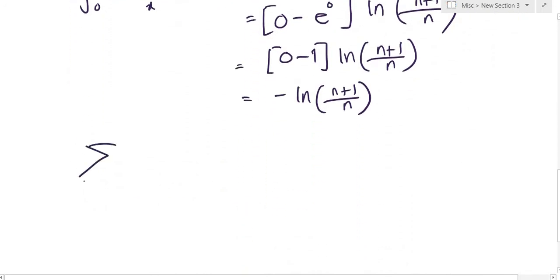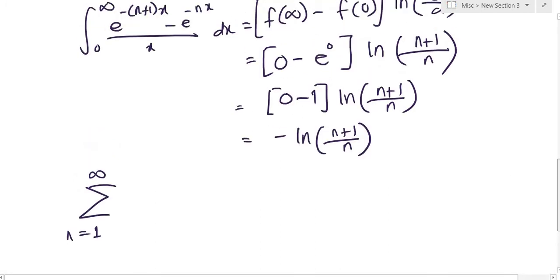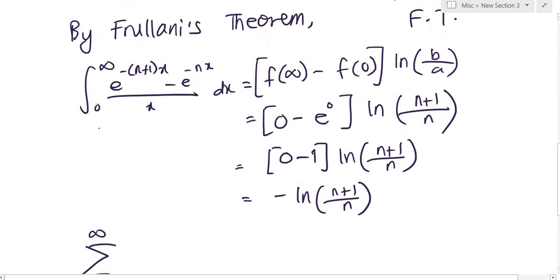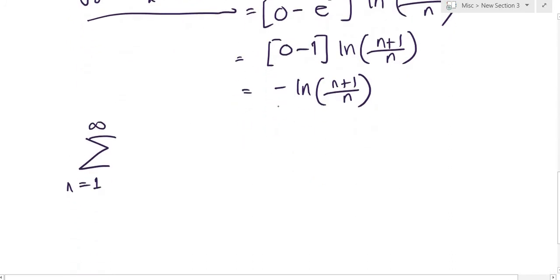So we had the sum from n equals 1 to infinity of the integral of this junk. So basically this part, right? Sum of this part. So now instead of this part, we know that that part is equal to this negative natural log of (n plus 1) over n. Fine.